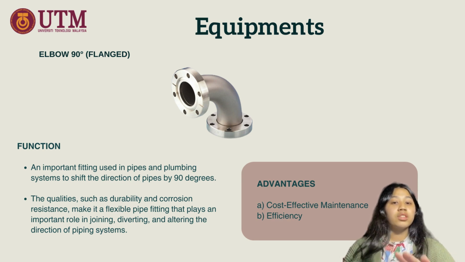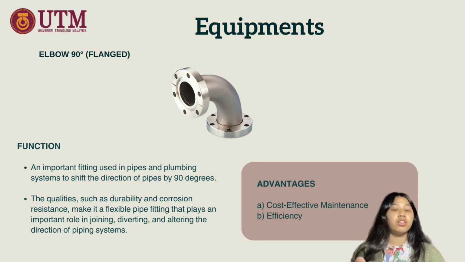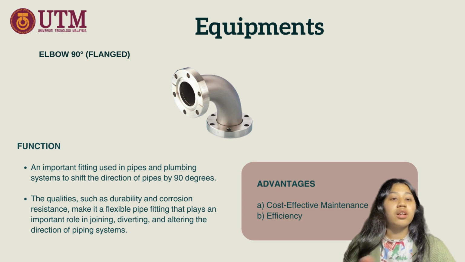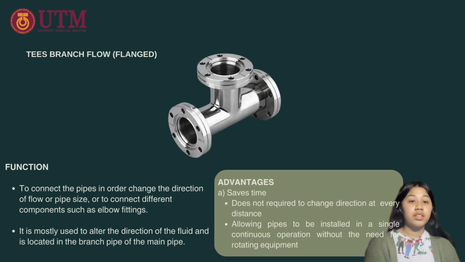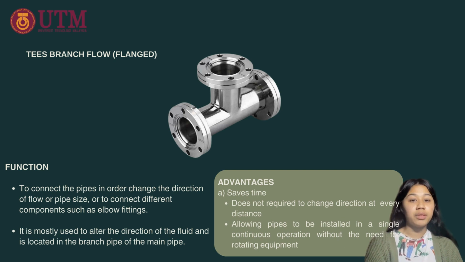Next one is efficiency. Properly placed fittings can decrease the friction losses in pipes, allowing the water to flow smoothly. The next one is the T branch flow punch. The function is to change the direction of flow from one pipe to another. It also can be used to connect different components or to change pipe size.